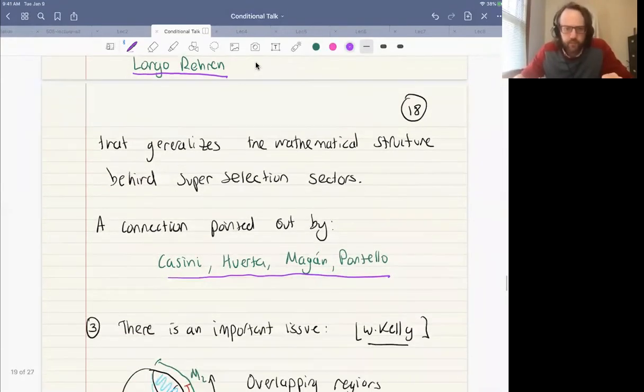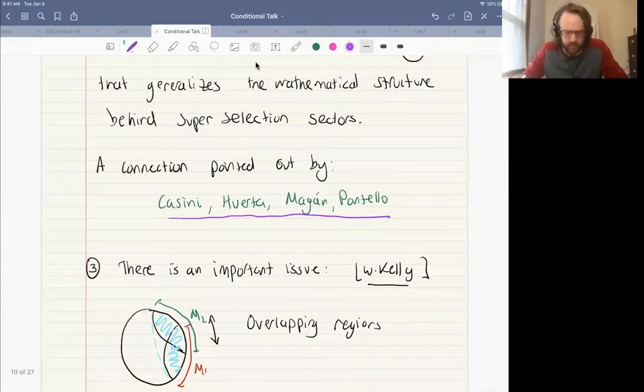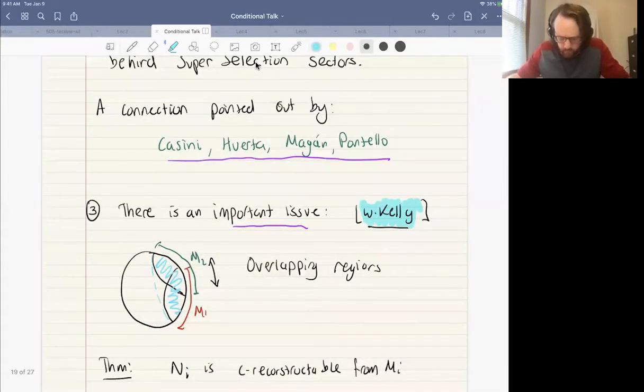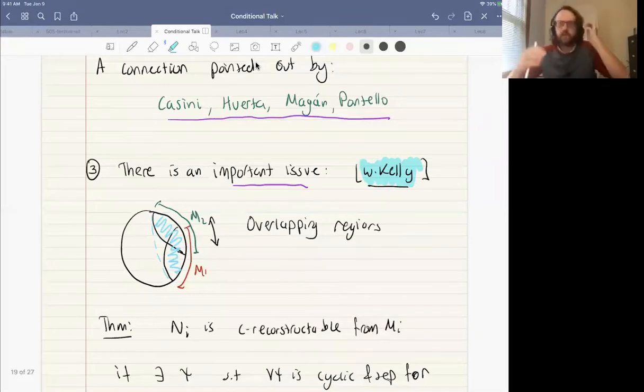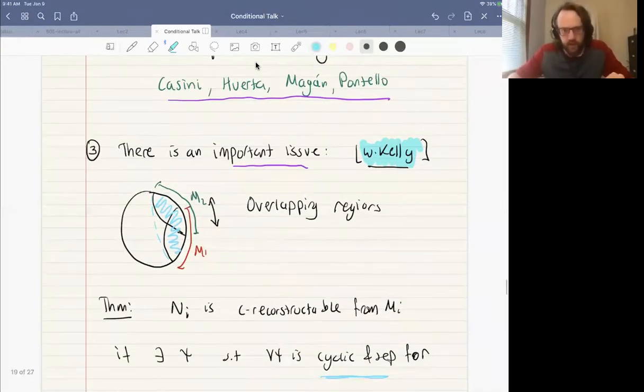Okay, the next thing is there's an important issue, and this issue goes back to a paper by Kelly from a while back. If I have two boundary algebras M1, M2 that overlap, and they overlap on a fairly extended region, it's not tiny or anything.